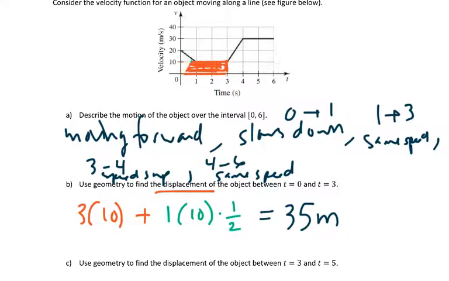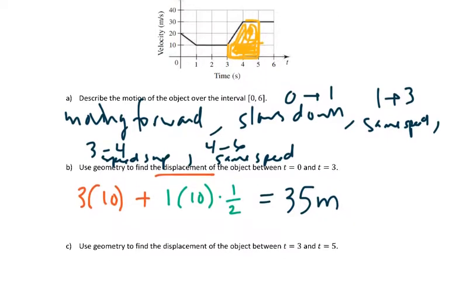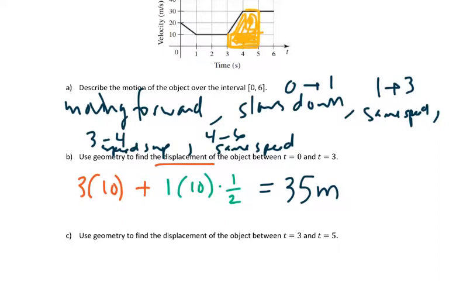The next part says use geometry to find the displacement of the object between 3 and 5. So here's from 3 to 5. Again, displacement is the area underneath that curve. So I'm going to break it up again, into this here, and then this one up here, and then that triangle right there. So let me color them in 3 different colors. So I have that yellow one, I have the green one, and I have that orange triangle.